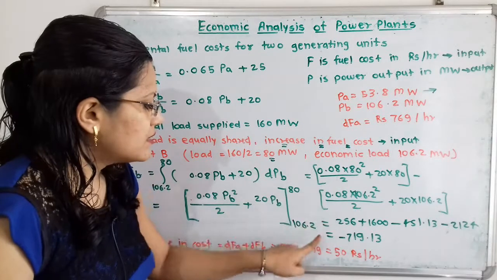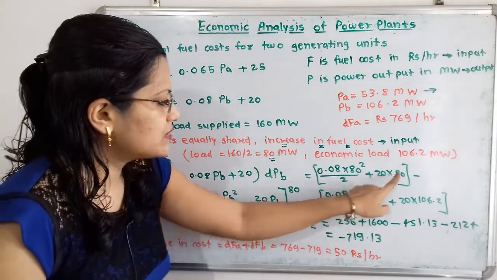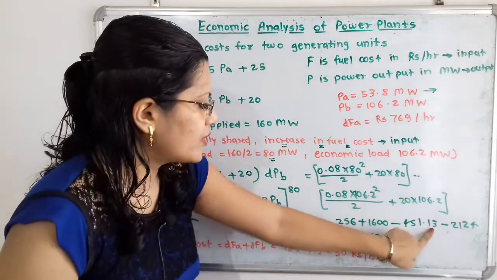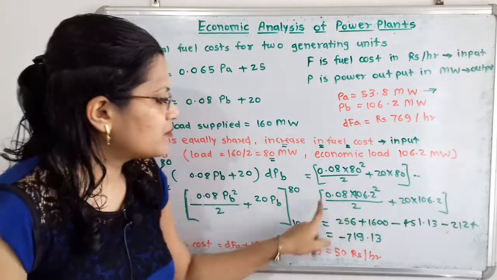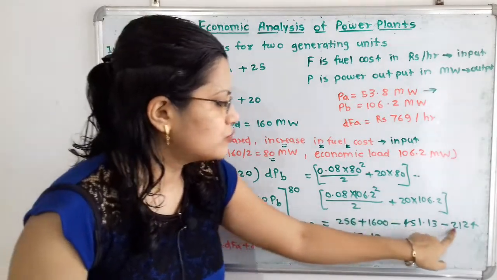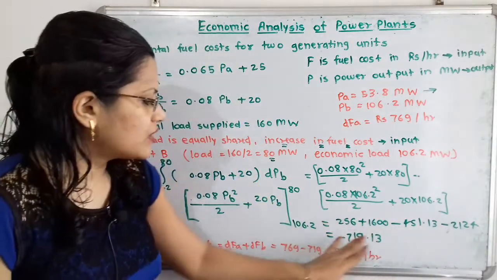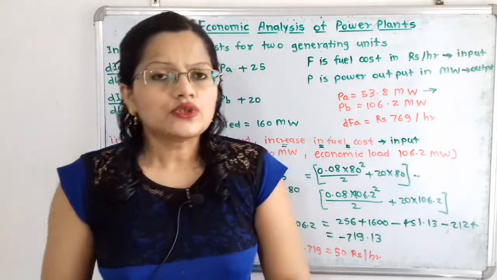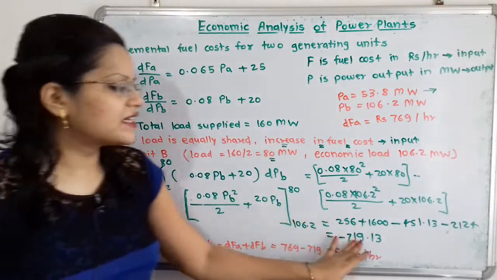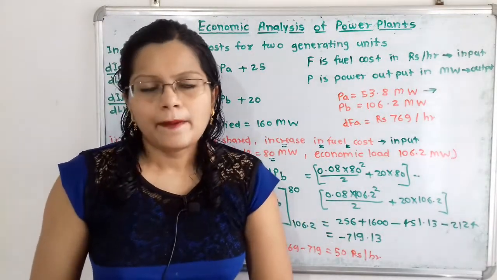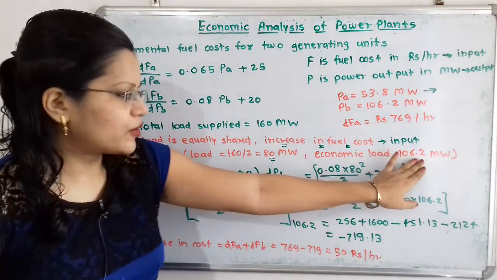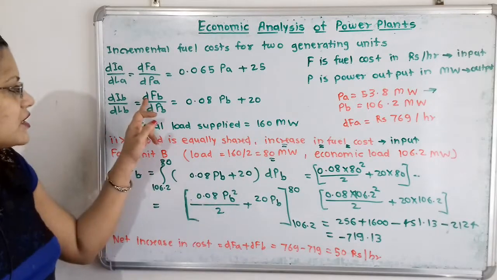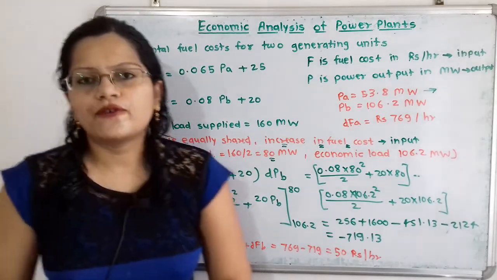So when we remove the bracket, we will get a minus sign inside the bracket. So for this term the answer is 256. For the second term it is 1600 minus 451.30, and here if I remove the bracket, here is also a minus sign, so minus 2124. So when we solve this, we will get the answer minus 719.30. So for this unit B, there is a decrease in fuel cost. So instead of 106.2 megawatt, if we load for 80 megawatt, then there is a decrease in input, or we can say a decrease in the fuel cost.